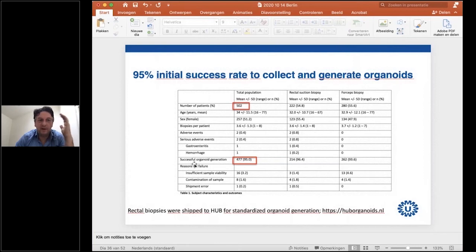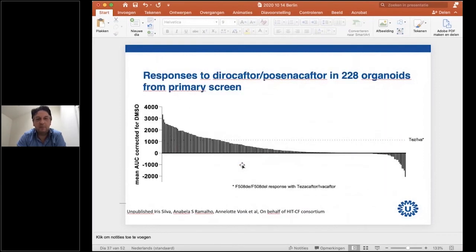So we have 500 biopsies shipping in from all across Europe towards Utrecht. They were processed by the Hub for organoid generation, and about 95% of samples can be successfully turned into an organoid. So even with shipping from all these different sites, with all these different people taking biopsies, it's still a very robust model. It's really something which you can do at a large scale and be successful in generating organoids, which are then useful for these types of measurements.